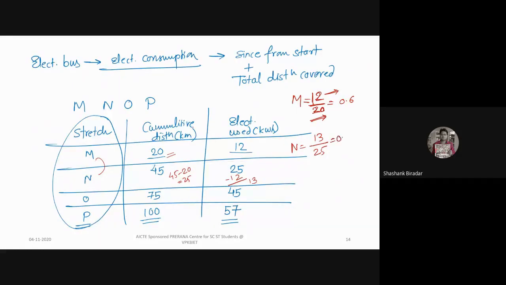it is 0.52. Now, same is the case for O. For O, it has already traveled 45 kilometers. So 75 minus 45, that is 30. So the denominator is 30 and it has already consumed 25, so 45 minus 25 is 20. So 20 divided by 30. It is 0.66, right?